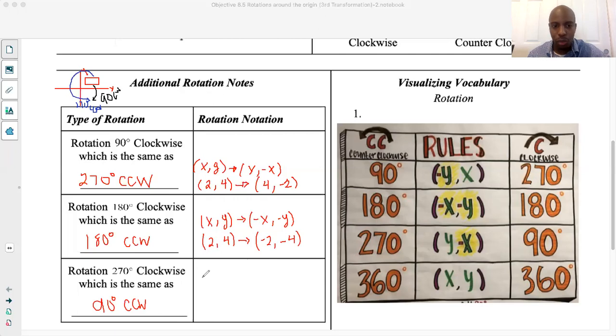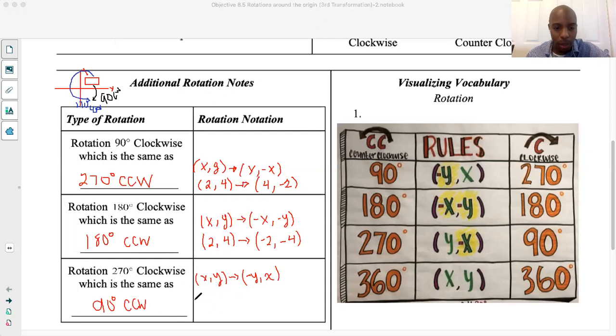And finally, the last rule here that we need to look at and use, and keep in mind, all these notes you're going to use on your homework and your independent practice because they're going to be needed. And I'm not asking you to memorize them. Even on your quiz and your test, you're going to need to look back at the notes to be able to remember how to do this, okay? 270 degrees clockwise was the same thing as 90 degrees counterclockwise. We see XY goes to, or becomes, right? They switch again. However, this time the Y is negated, X stays the same.